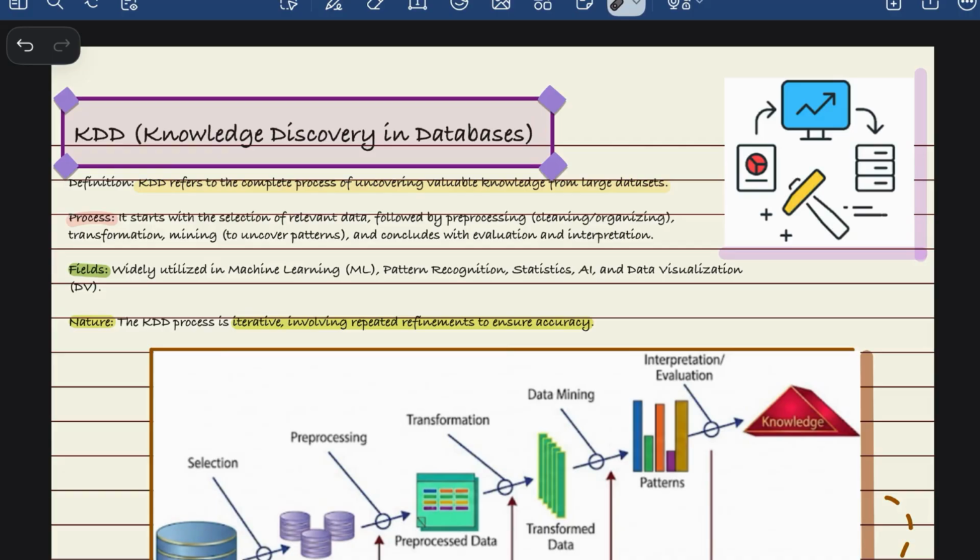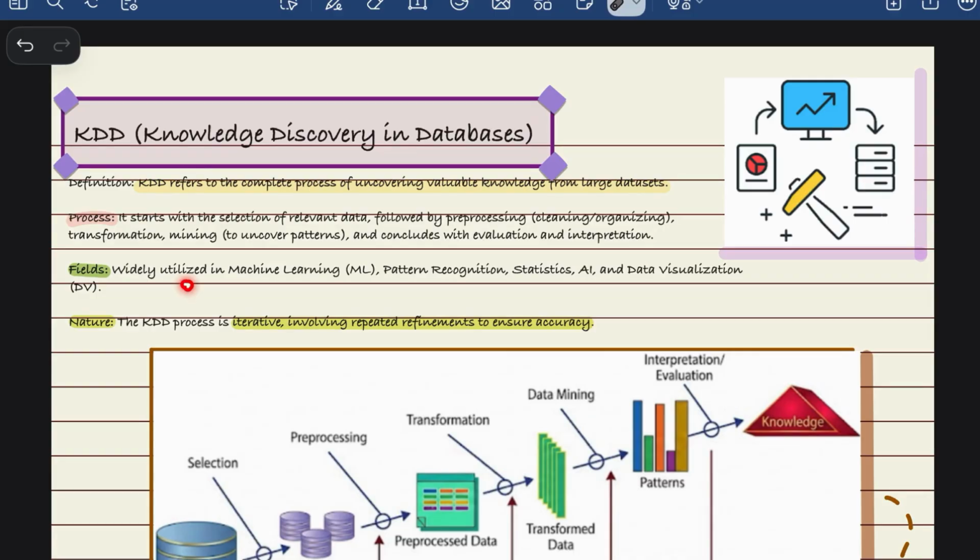Okay, so KDD refers to the complete process. It is a complete process from start to end to discover valuable knowledge from the data set. So what happens in the process? It starts with the relevant data selection, followed by pre-processing, and then transformation, and then mining. Data mining is part of the KDD process, and after mining we conclude with interpretation and evaluation, and then figure out the knowledge which we have discovered from this process.